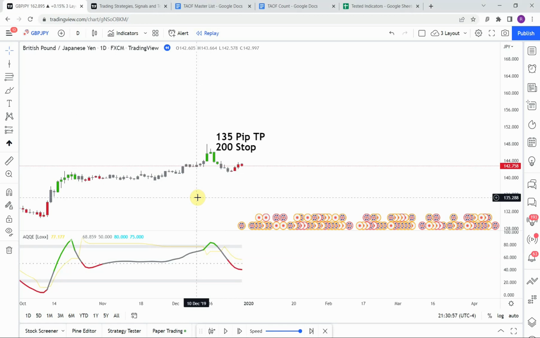Today, we will be testing the adaptive QQE indicator.